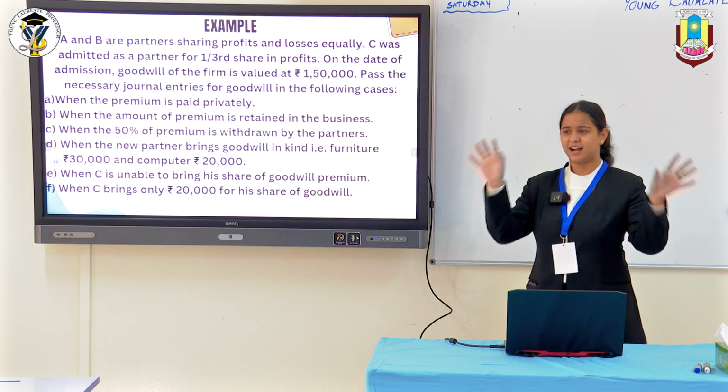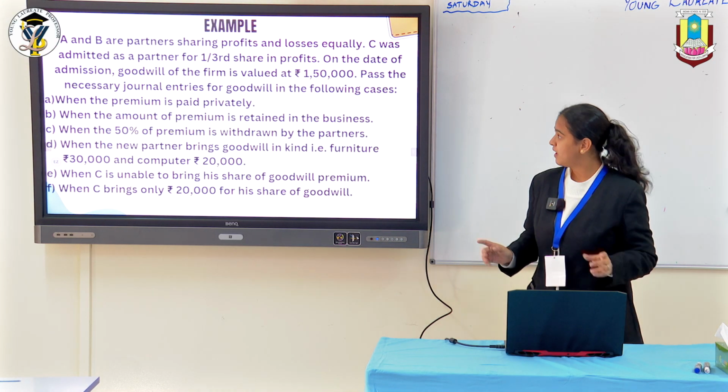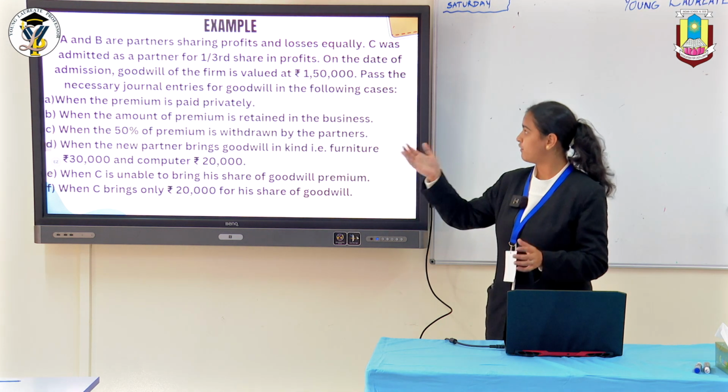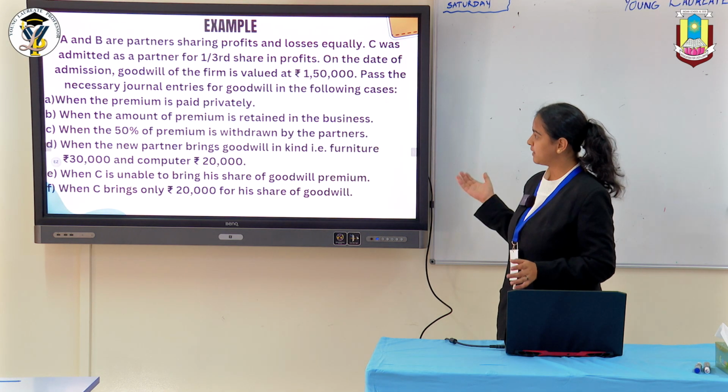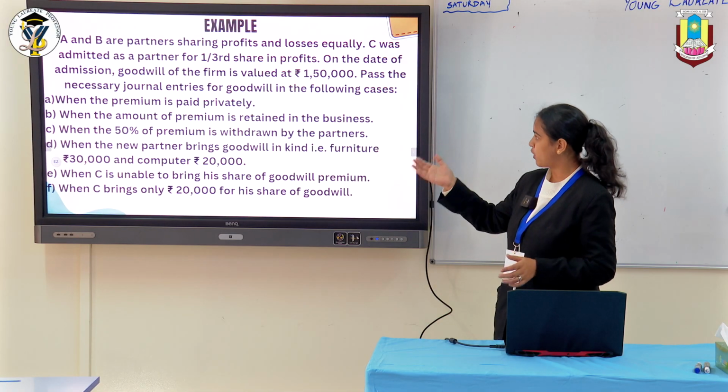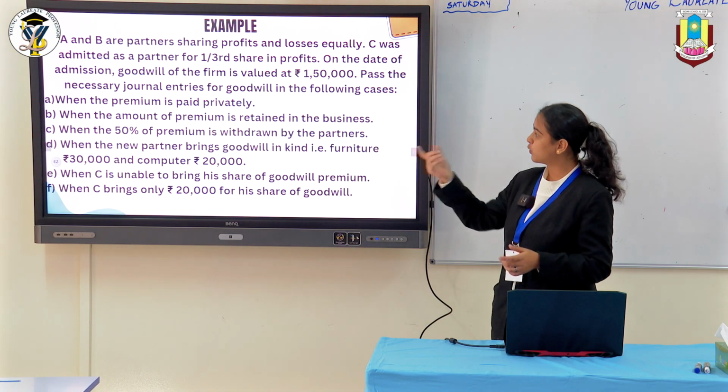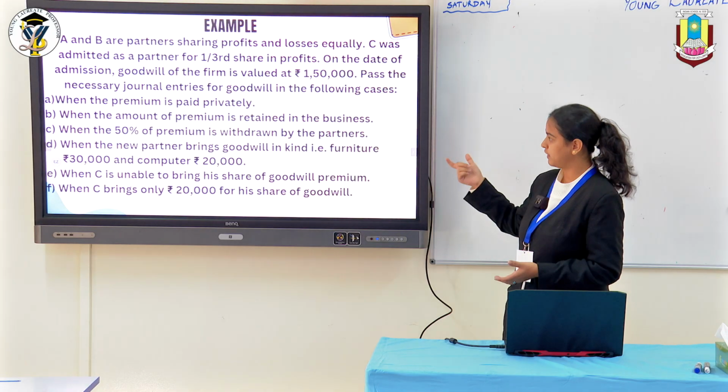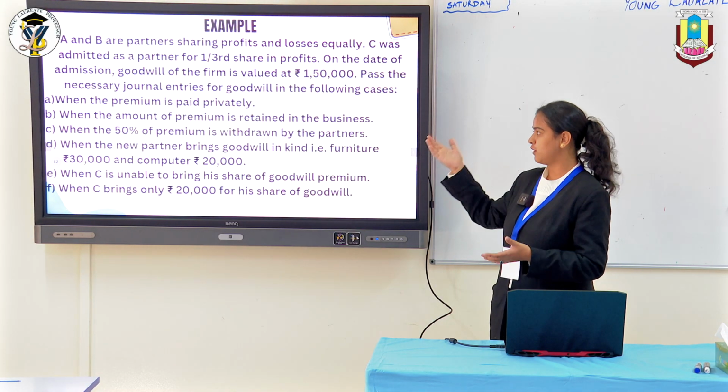Okay, let's understand all of these with one example. Suppose A and B are partners sharing profits and losses equally. C was admitted as a partner for 1/3 share in the profits. On the date of admission, the goodwill of the firm is valued at rupees 1,50,000. Now pass the necessary entries for the following cases.